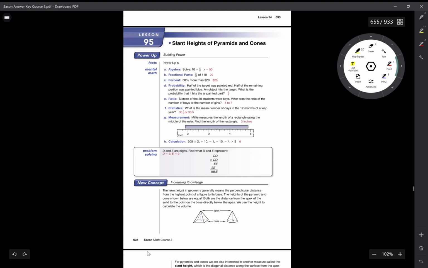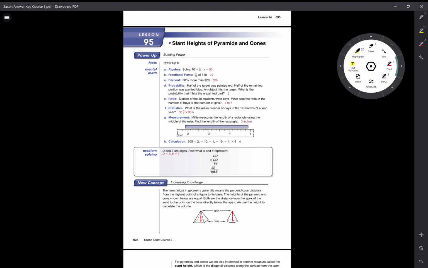It says new concept. The term height in geometry generally means the perpendicular distance from the highest point of a figure to its base. So the height is from the middle of the pyramid straight up to the top. The height is from the middle of your cone straight up to the top. It is met at a 90-degree angle with the base.